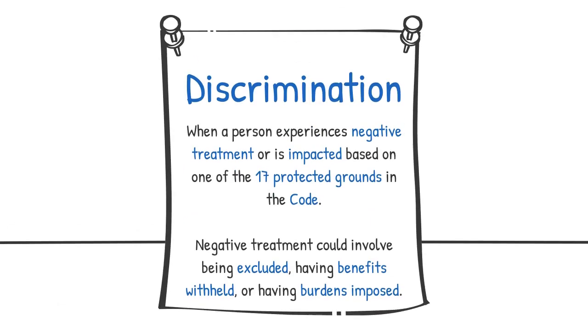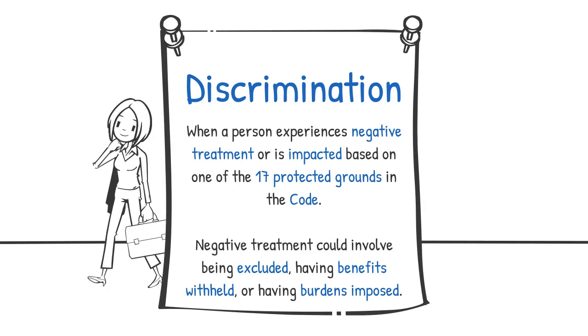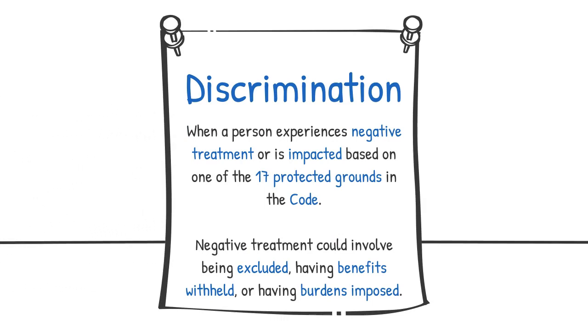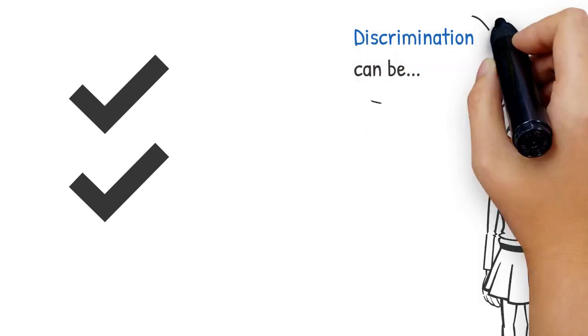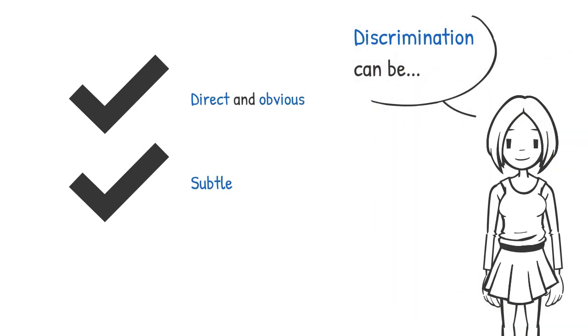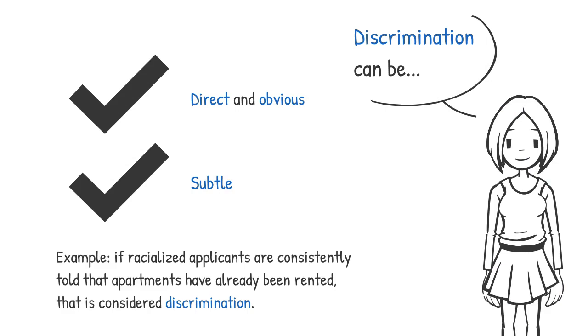Discrimination is when a person experiences negative treatment or is impacted based on one of the 17 grounds in the Code. Negative treatment could involve being excluded, having benefits withheld, or having burdens imposed. Discrimination can be direct and obvious, as well as subtle. For example, if racialized applicants are consistently told that apartments have already been rented, that is considered discrimination.